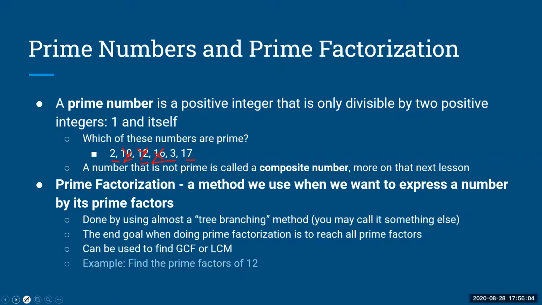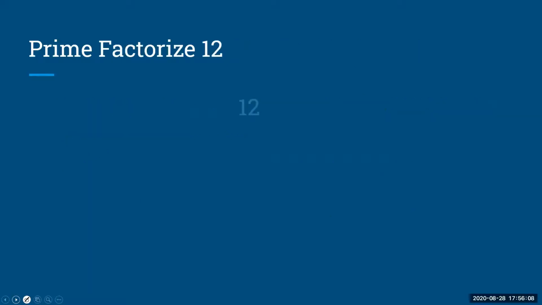Least common multiple. So, example: find the prime factors of 12 using prime factorization. Okay, so you got 12 right here, right? Can any even number other than 2 be prime? You think about that, Jenny. Think about that. The answer is pretty obvious if you think about it.